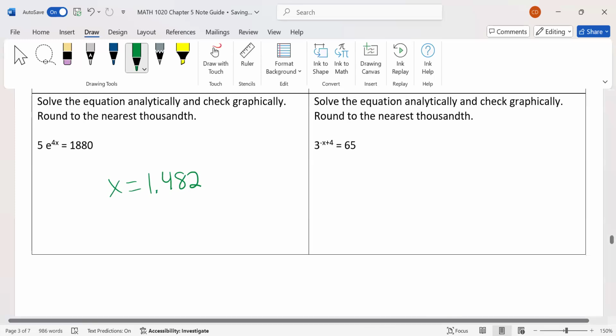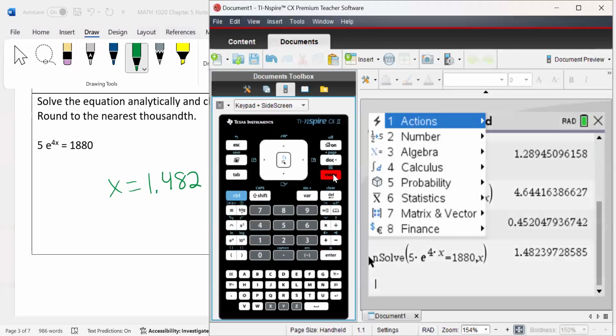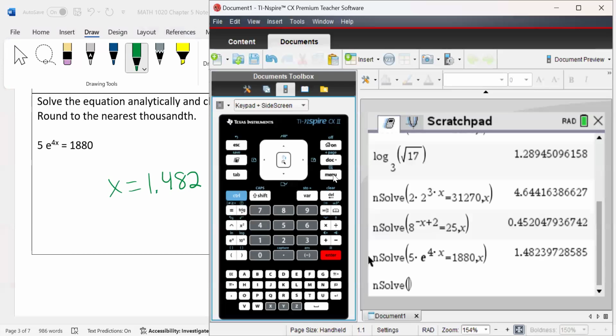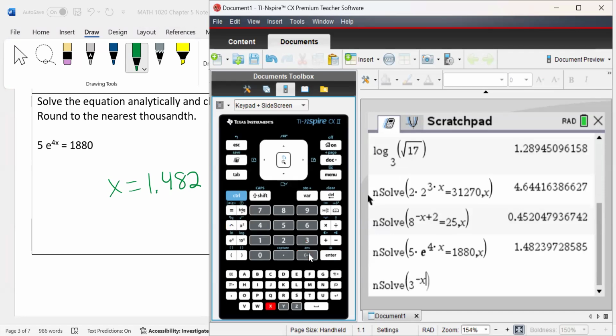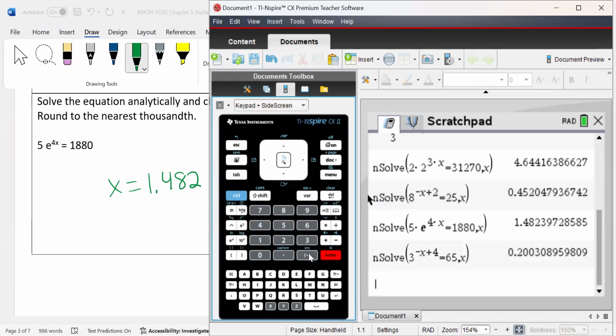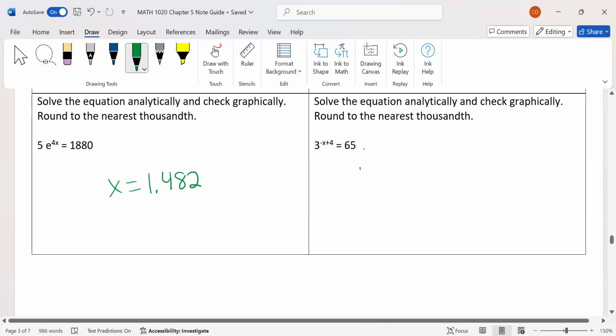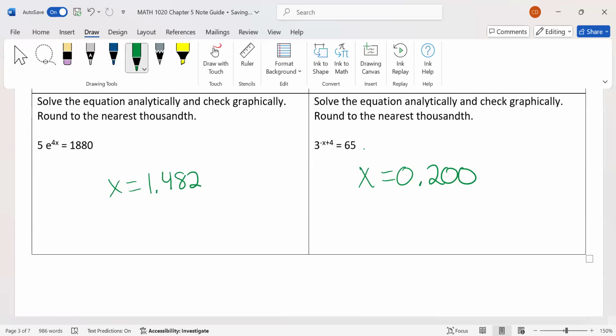And then our last one is that long exponent again. It's negative x plus 4. Make sure you arrow to the right and then put your equals 65, comma x. 0.200. And that is it for section 5.3.